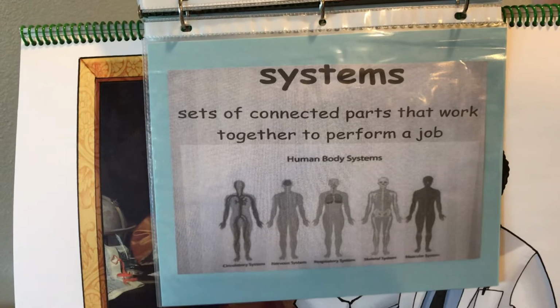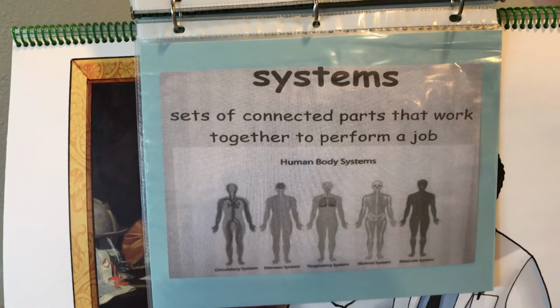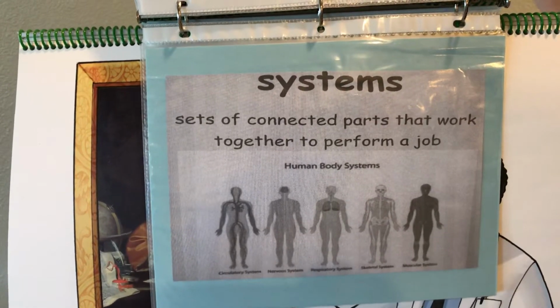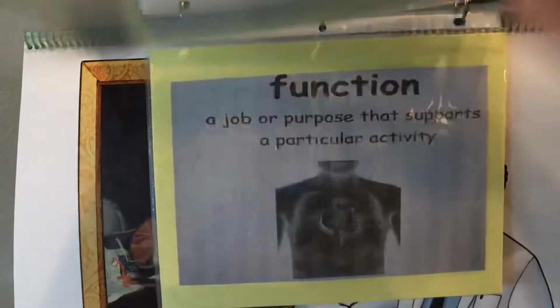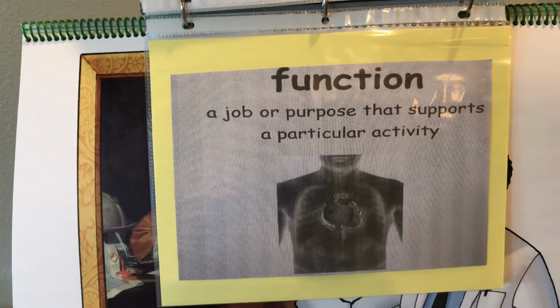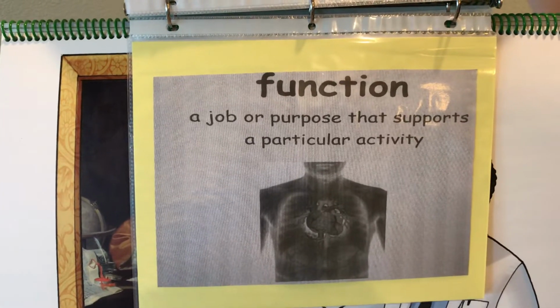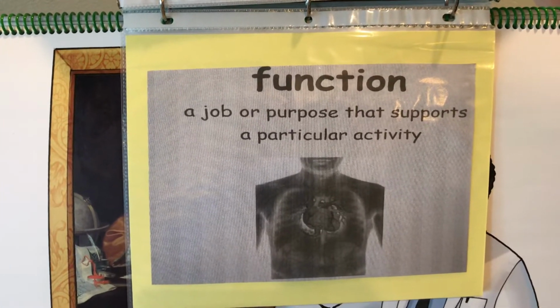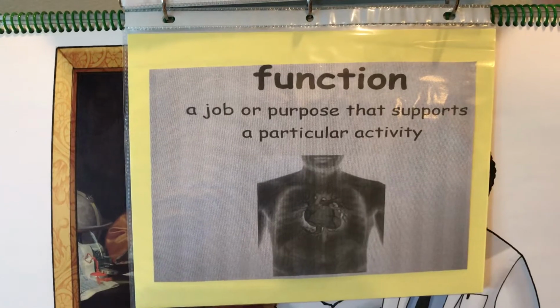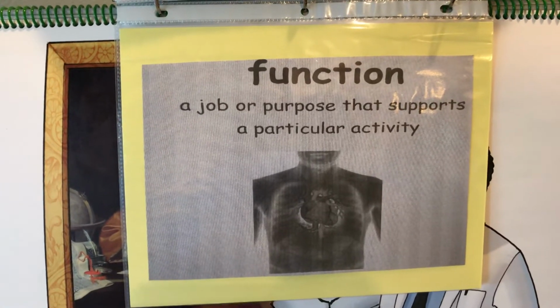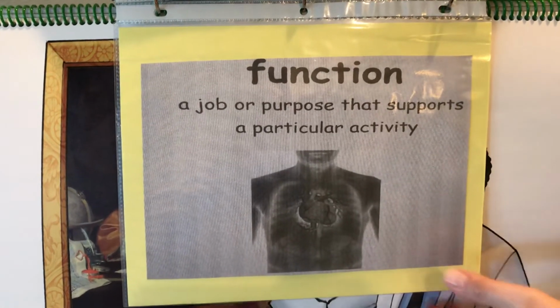Systems are sets of connected parts that work together to perform a job. And function is a job or purpose that supports a particular activity. For example, your heart's function is to pump blood throughout the body.